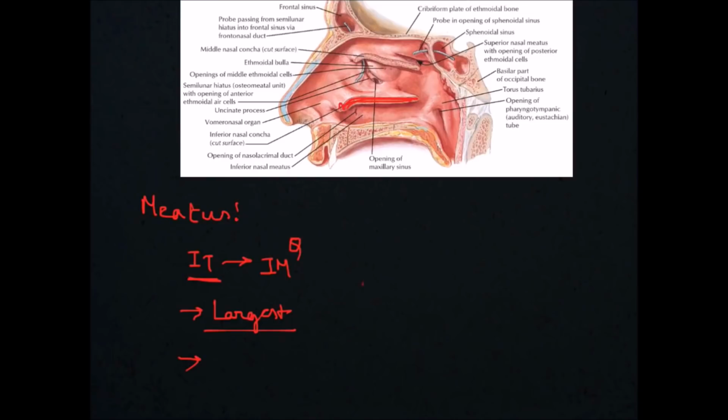So which structure opens into the inferior meatus? The nasolacrimal duct opens. The nasolacrimal duct opens at the point which is the highest junction. So this is the point. Here it opens. If you are able to see, this is the nasolacrimal duct opening, which is guarded by a valve that is known as the valve of Hasner.